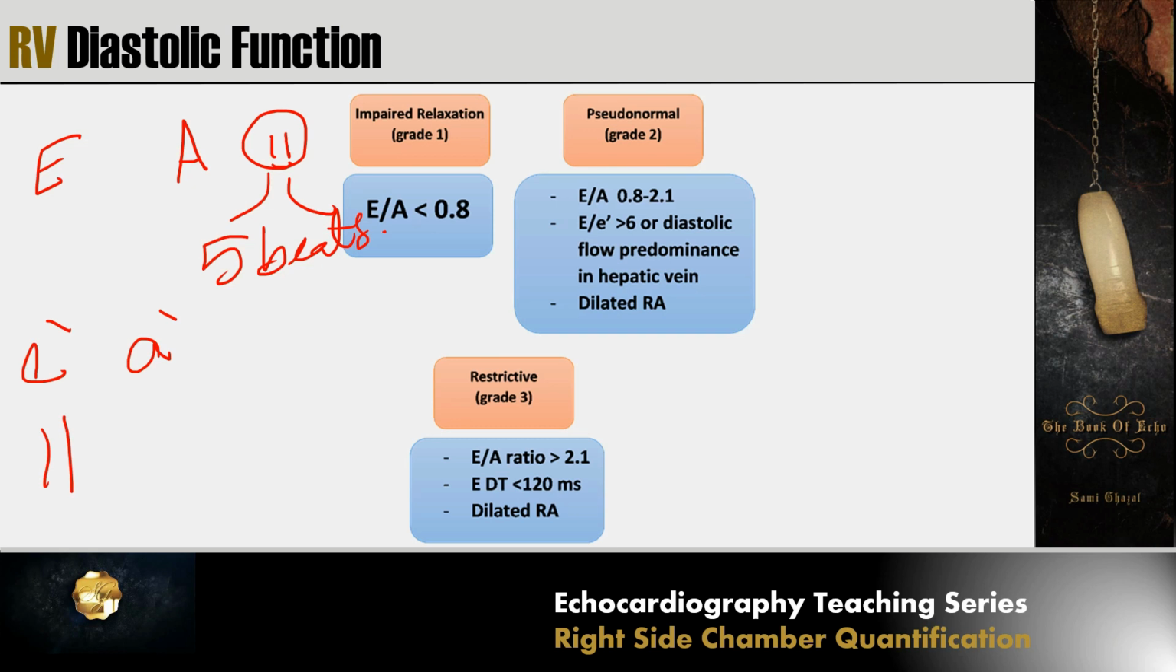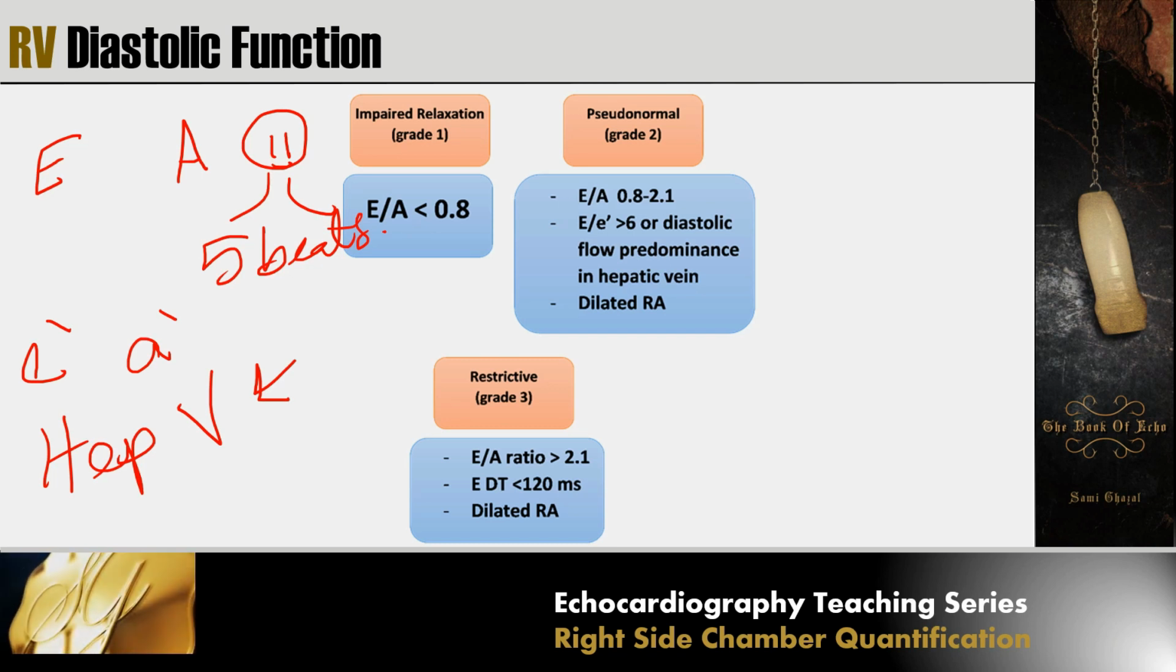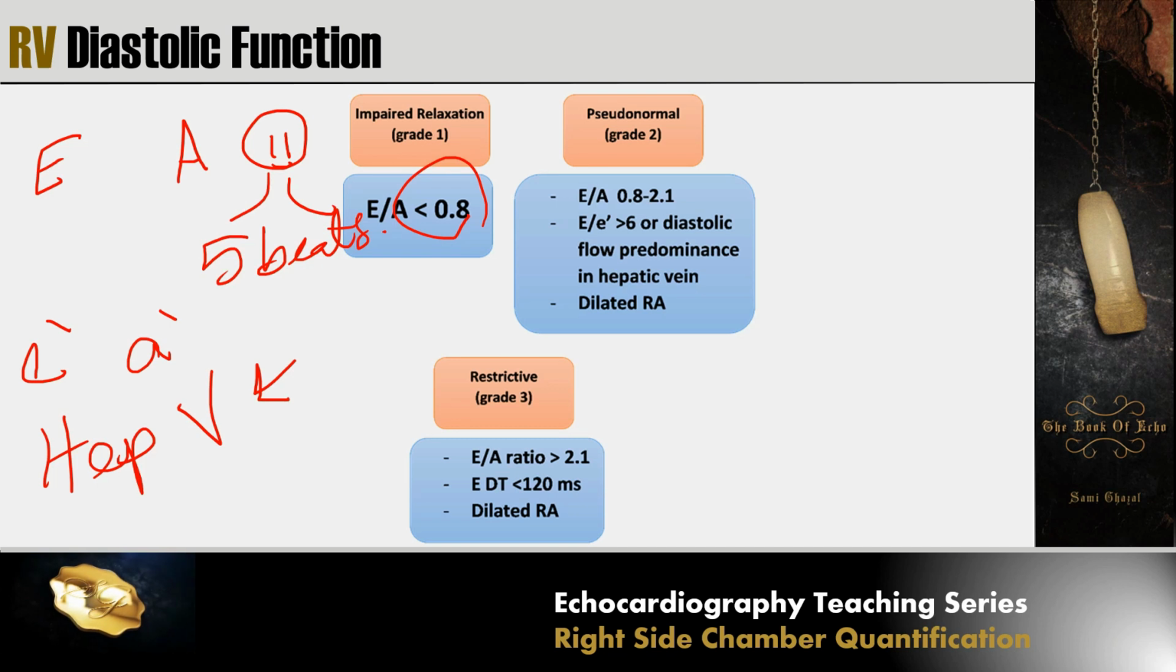Another parameter is hepatic venous flow. It's a routine to be measured in all the studies. Also the RA size. So we have grade 1, 2, and 3, similar to the left side. In grade 1, it's impaired relaxation. We will have E and A ratio less than 0.8.